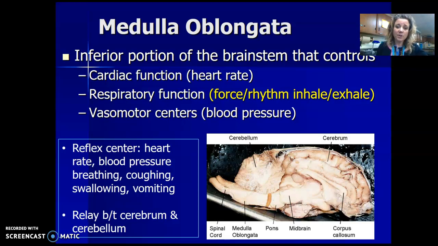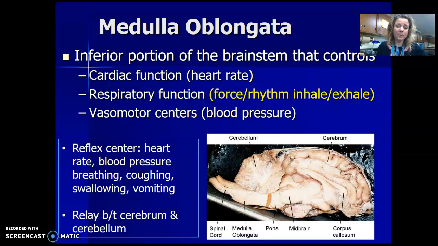It's also going to help to control blood pressure in its vasomotor sensors. So it's going to cause blood vessels to dilate and to constrict, again, depending on what the body needs at the time. The medulla oblongata also contains fiber tracts.